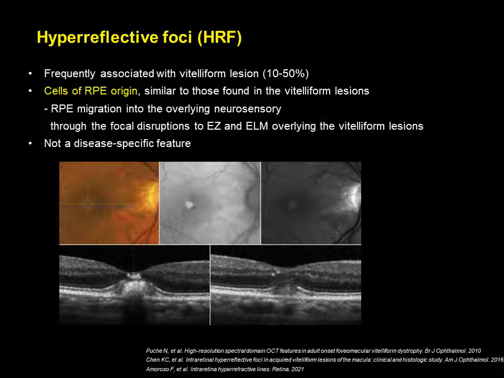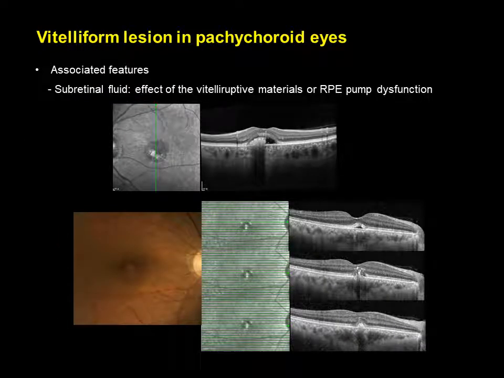Hyperreflective foci are associated with vitelliform lesion in 10 to 50%. Histologic evaluation showed that they correspond to cells of RPE origin that are similar to those found in vitelliform lesions. Thus, the nature of hyperreflective foci is migration of RPE cells. Another associated feature in our cases was subretinal fluid, which might be caused by vitelliform material or RPE pump dysfunction.